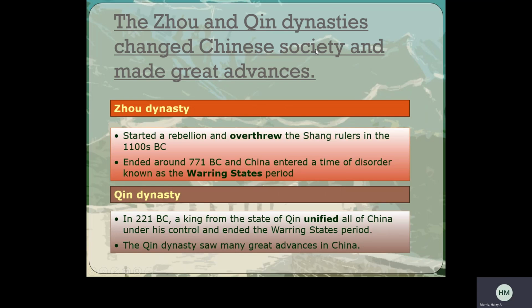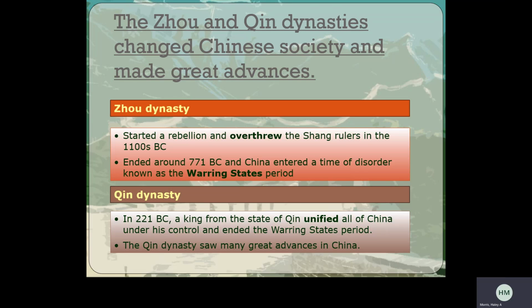The Zhou and Qin dynasties changed Chinese society and made great advances. The Zhou dynasty started a rebellion and overthrew the Shang rulers in the 1100s BC. The Zhou dynasty ended around 771 BC, and China entered a time of disorder known as the Warring States period. That's kind of like when all of their little local areas would fight with one another to try to take power of China.